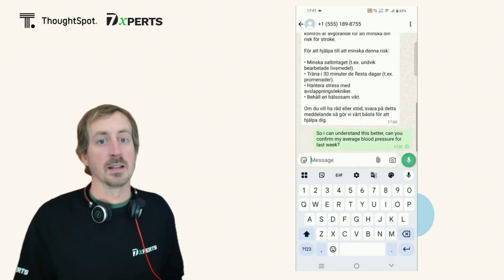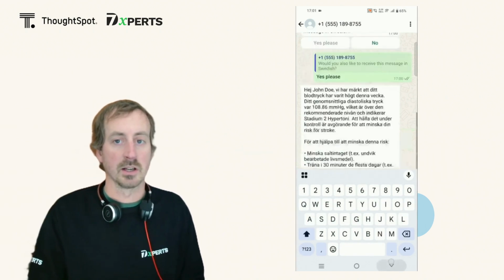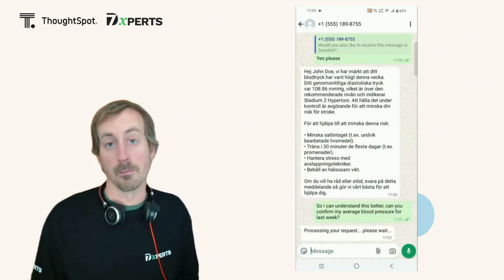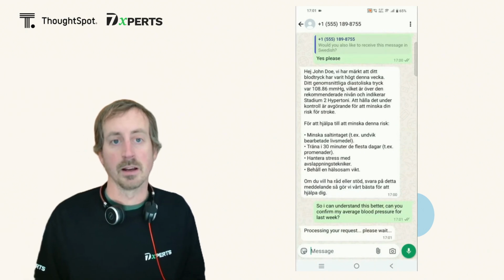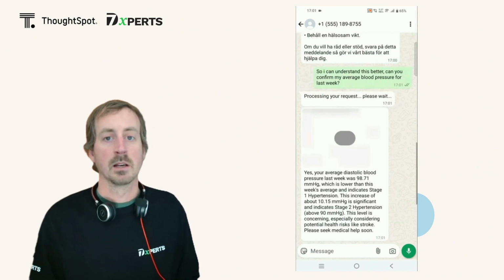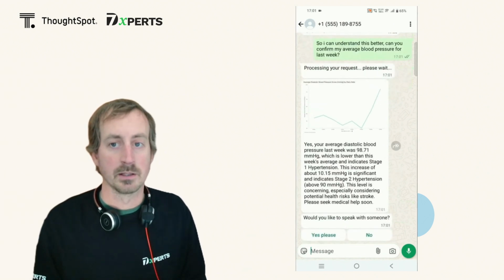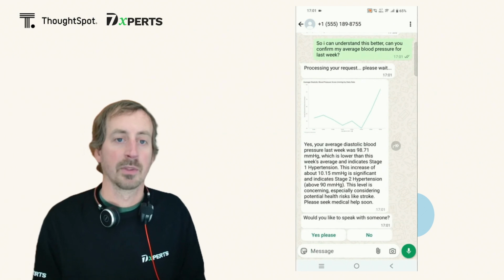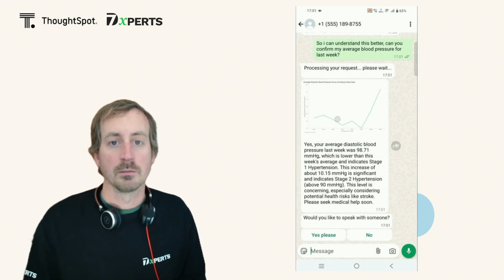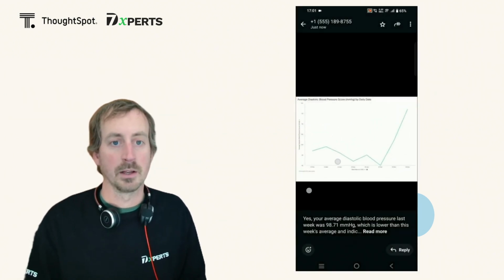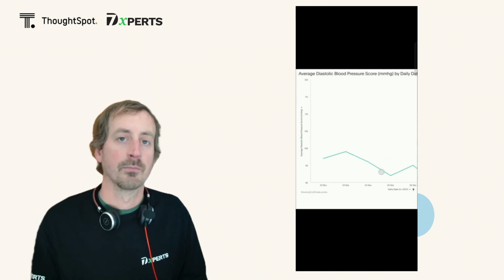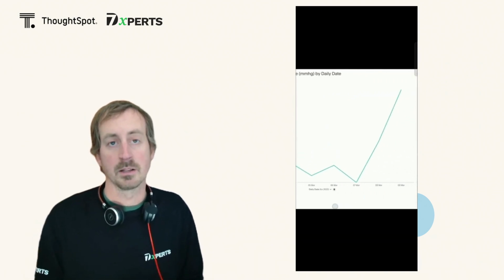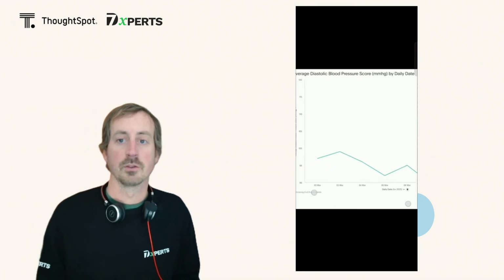So that's the question that's getting sent back to the AI agent, which in turn translated from natural language into SQL, going back to the data. The AI agent is then querying the database, coming back to the user via the MCP server with the answer to their question for last week's average blood pressure score. It's going to give a chart as well, based on the type of data in question, to help the user understand the information. Finally, in this example, the user gets the option of would they like to speak to someone with a yes or no checkbox.